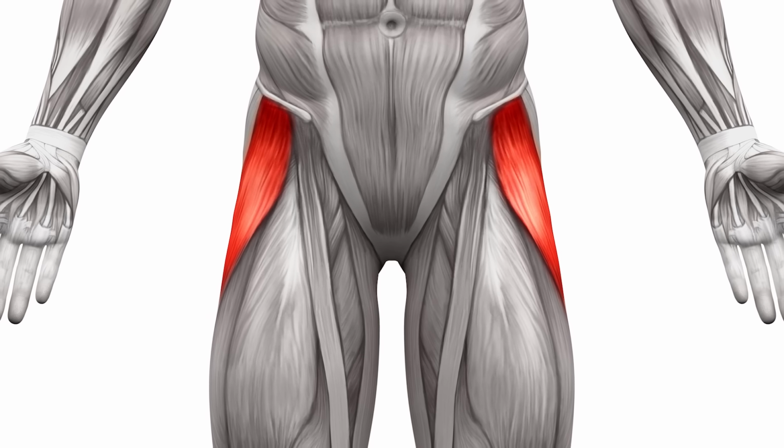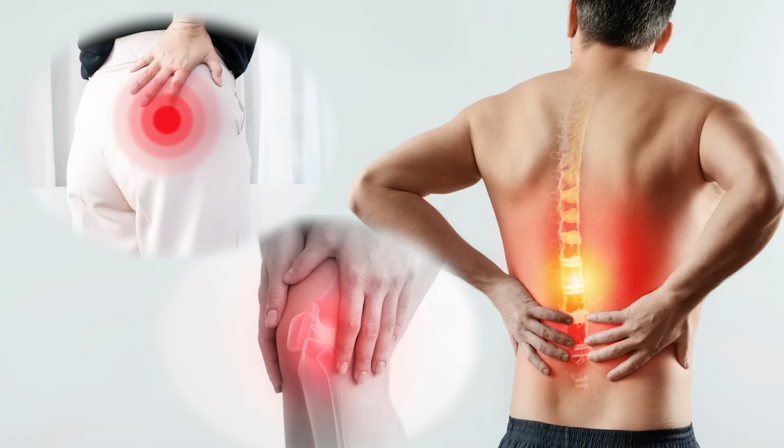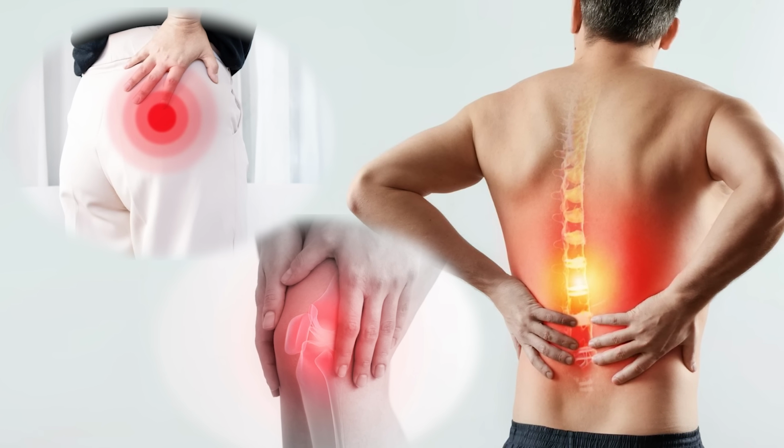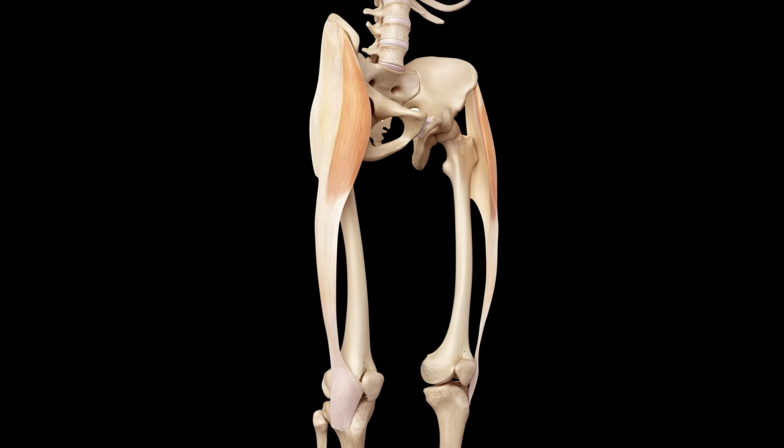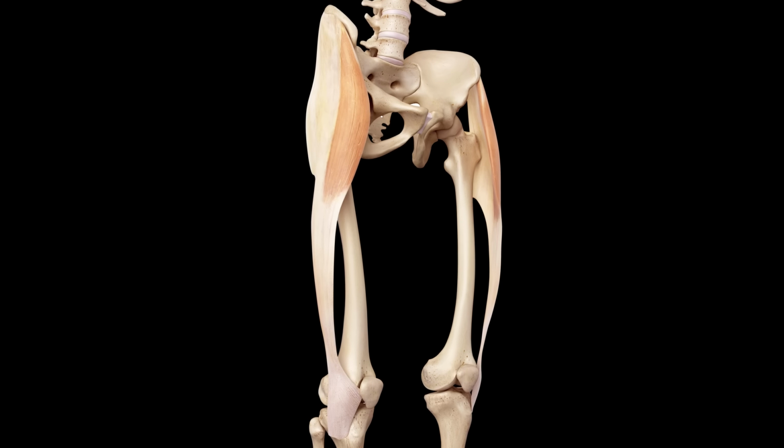Today we're going to be talking about the IT band, the Tensor Fascia Latae, or the TFL muscle. We're going to talk about their relationship to back pain, hip pain, knee pain. All of this is going to be associated with repetitive motions. The IT band and the TFL. So that's these guys right here.